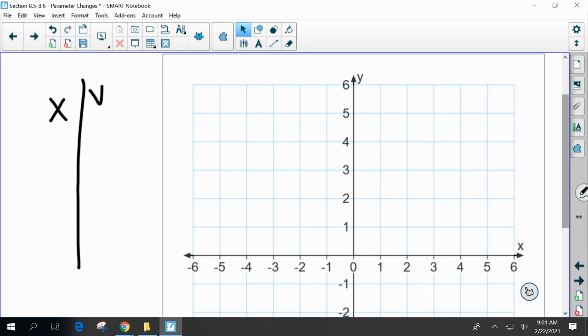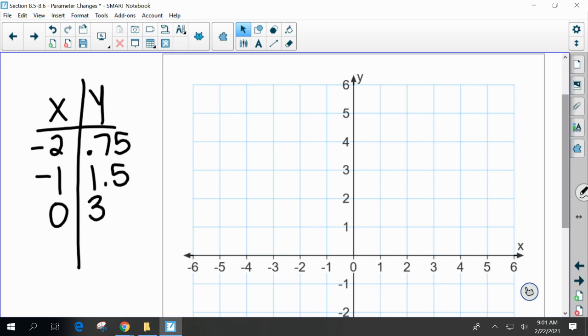So our XY chart from before, -2 was 0.25, so we would just take that times 3. 0.75. -1 was 1/2, so we would now have 1.5. 0 was 1, so we now have 3. 1 was 2, so now we have 6, and then 2 was 4, so now it is 12. So the last one you're not really going to be able to graph because it's way off of your paper. But you can just go up until 16.